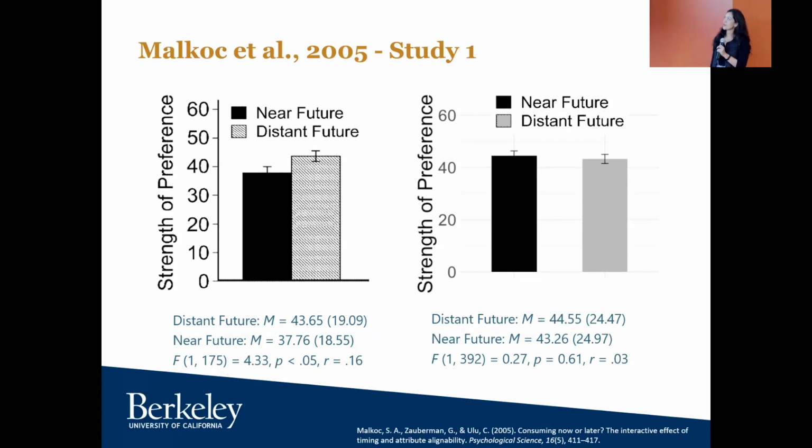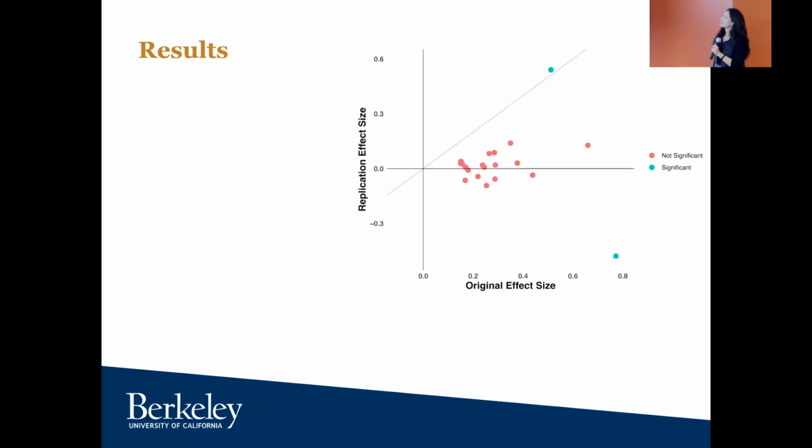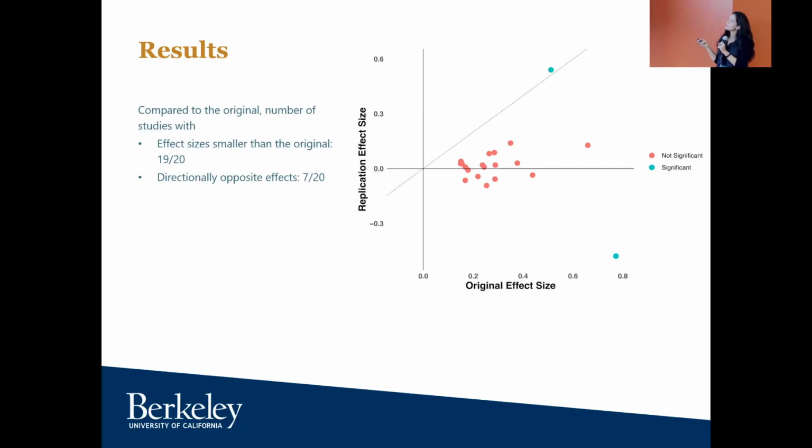This is foreshadowing the results, and I'll show you all the results now from the 20 studies. These are the replication effect sizes plotted against the original effect sizes. Anything above the x-axis was in the expected direction. Anything below is in the unexpected direction. Red is not significant and blue is significant. We had 19 effect sizes that were smaller than the original, and 7 were directionally opposite.